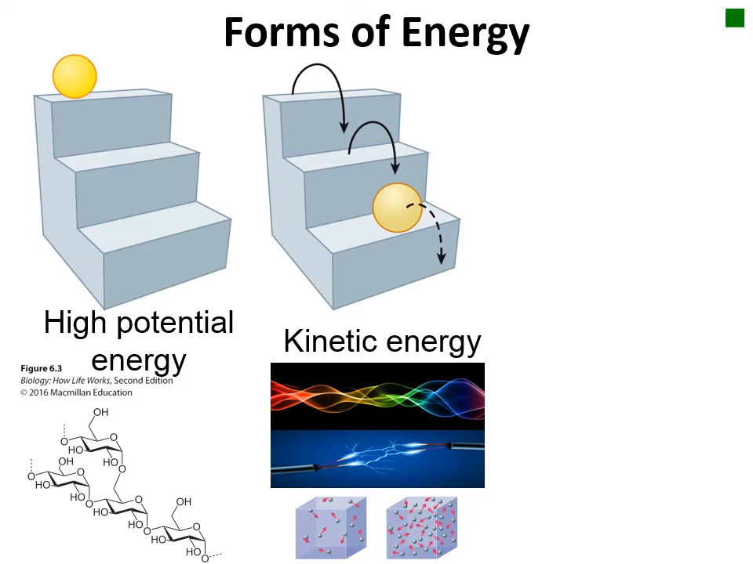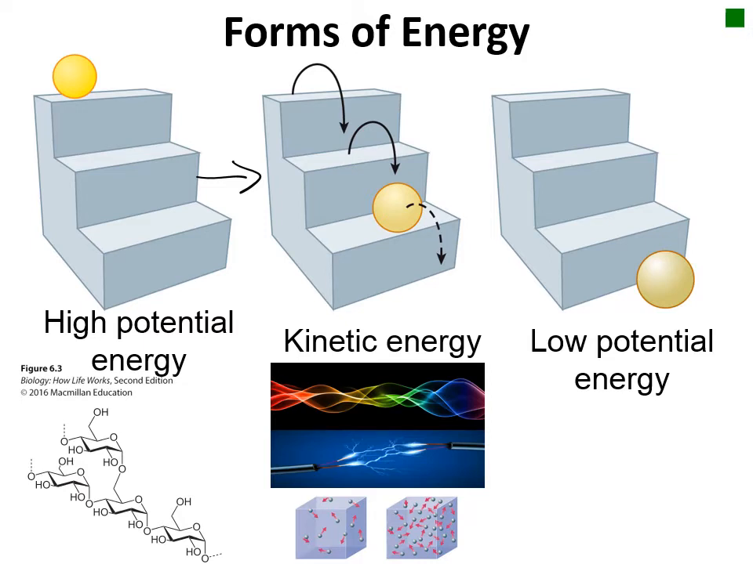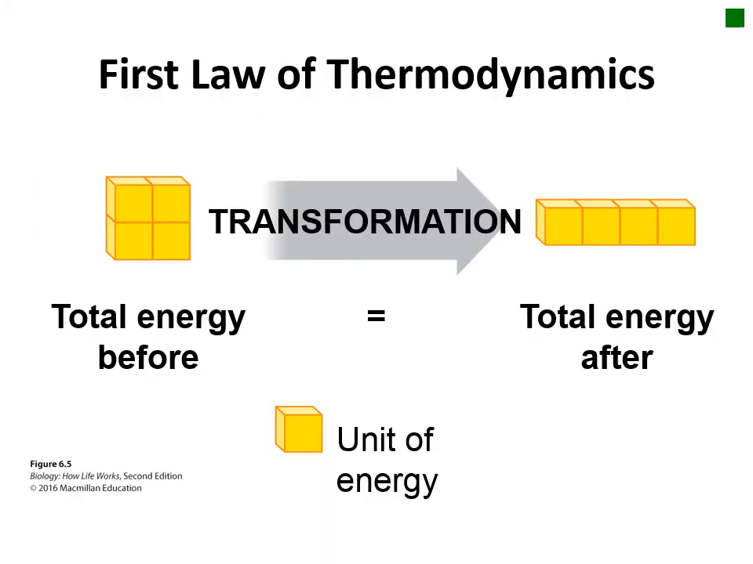As the ball begins to roll down the stairs, the potential energy is converted to the kinetic energy of motion. When the ball reaches the bottom of the stairs, its remaining energy is stored as potential energy. But since some was converted to kinetic energy, the ball now has a low level of potential energy. This conversion from one type of energy to another is described by the first law of thermodynamics.